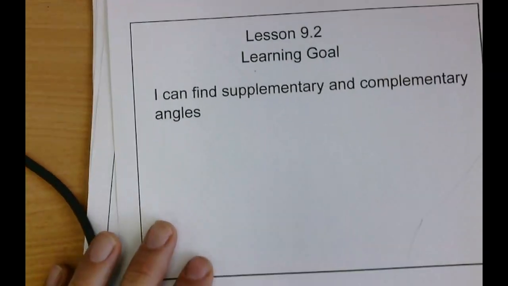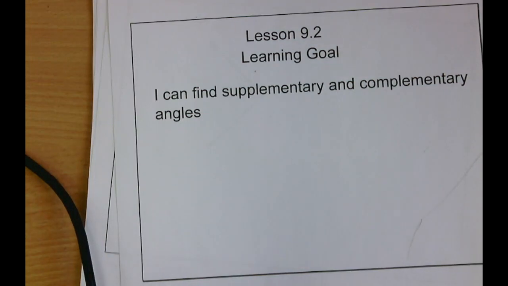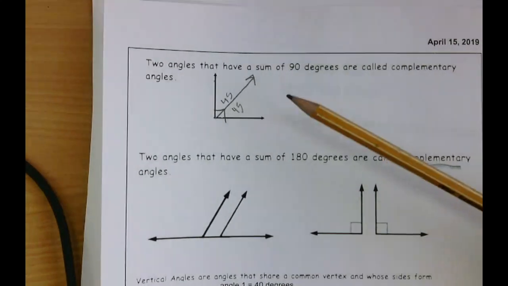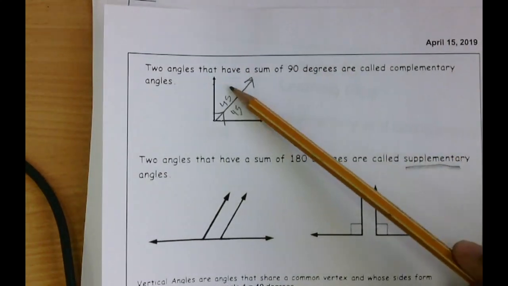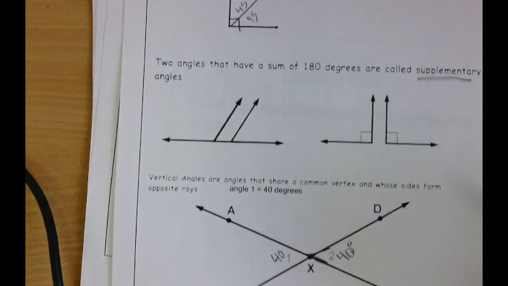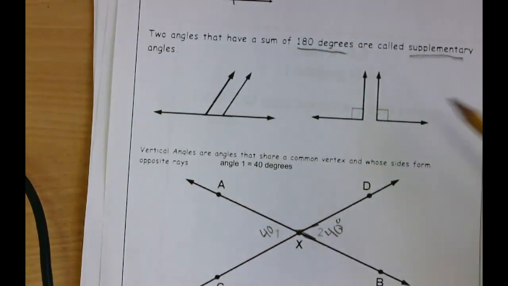Today we're going to be looking at supplementary and complementary angles. Complementary angles are two angles that add up to 90 degrees. See how these are both 45 and they add up to 90? Complementary. Supplementary angles are two angles that add up to 180 degrees.